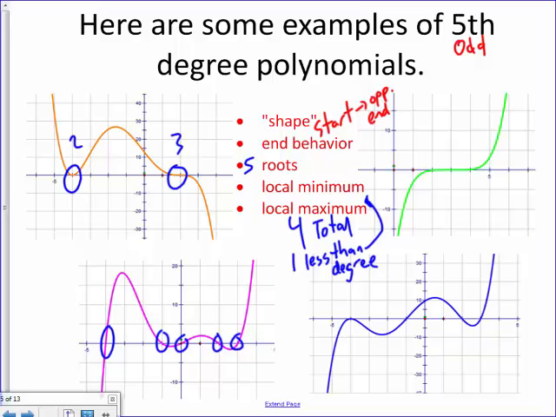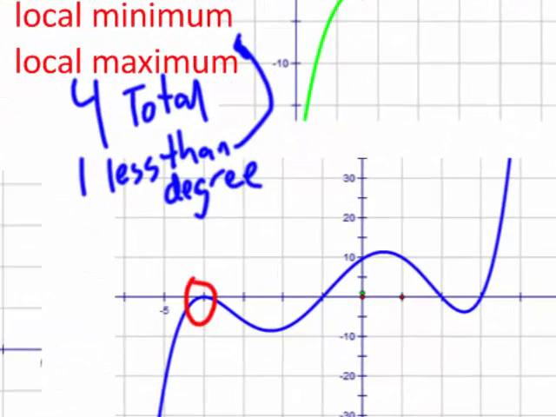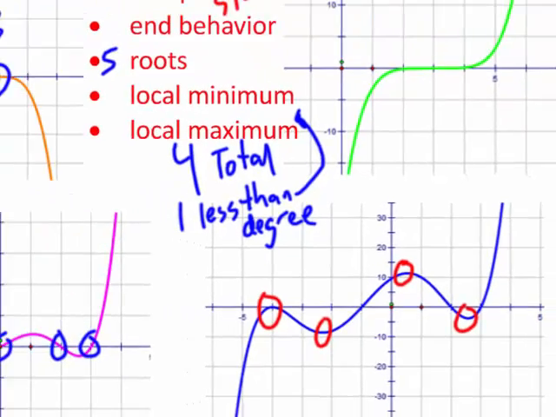All right, so if I look down at this blue one, it's got a local max, a local min, a local max, a local min. I could never have 5, but I could always have 1 less or smaller than that.